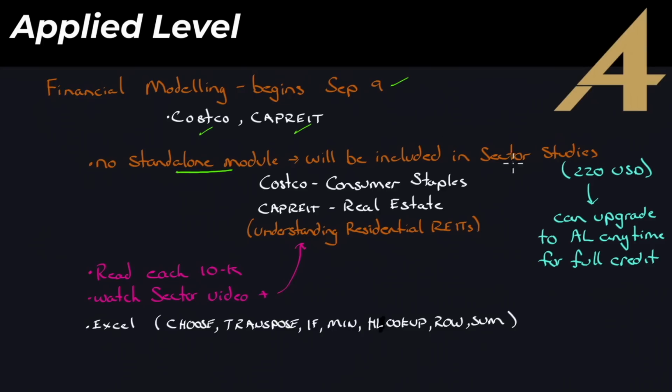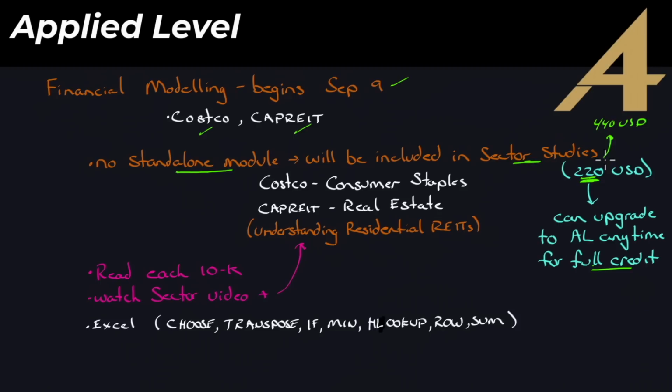So they will be included in sector studies, which is 220 US. The applied level is 440 US. And if you get these sector studies, you can upgrade to the applied level anytime for full credit. You get the 220 towards whatever price the applied level would be at the time you upgrade. You'd get your full 220 as a credit.